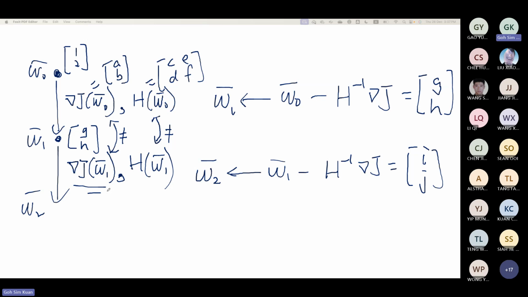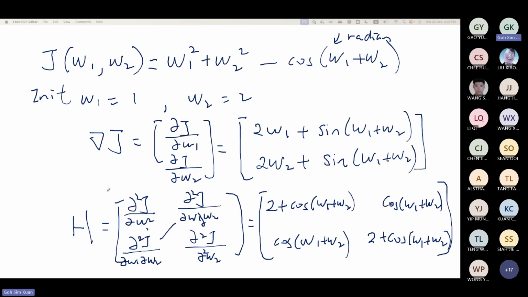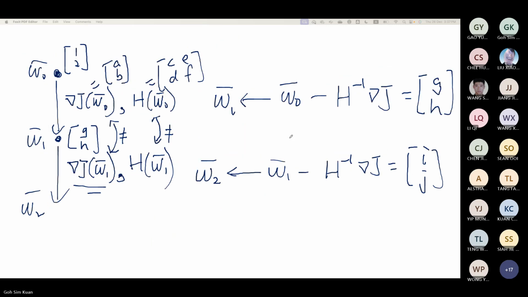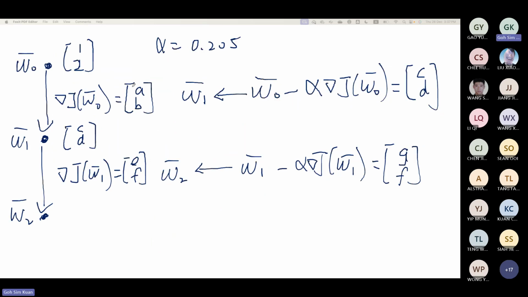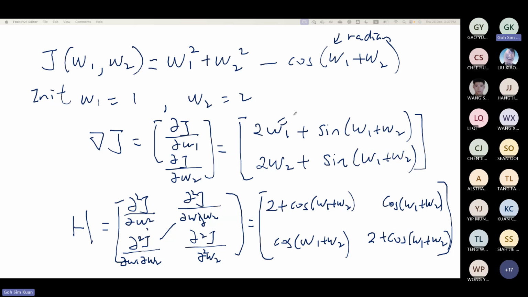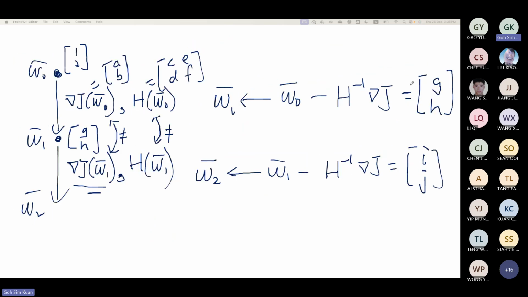Let's say if you want to compute the Lagrange of W1 bar, what are the values that should be substituted into the expression? We will substitute W1 with G and W2 with H, and it was 1 and 2 in the second step. So pay attention to this: the Lagrange and Hessian have to be recomputed at every step.